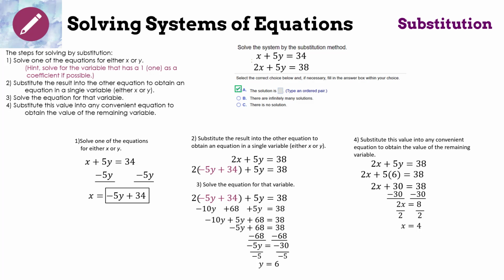And what's that solution as an ordered pair? Parentheses, 4, 6, and parentheses. And that's really all it is for the substitution method. Whenever I see the word substitution, I know I'm going to be putting something in for something else. So when I'm taking the test, that's kind of a tip for me how I'm going to solve it.